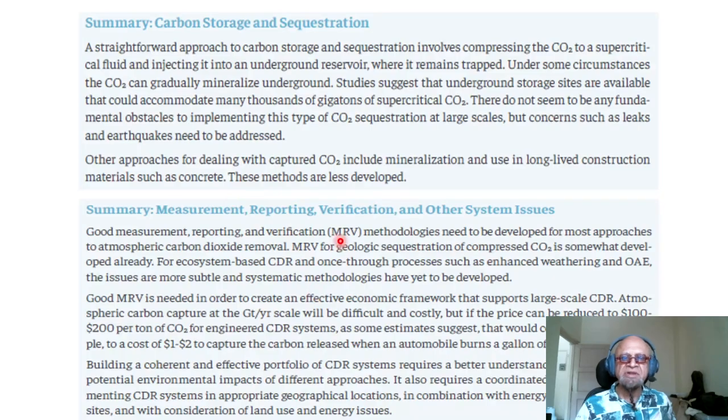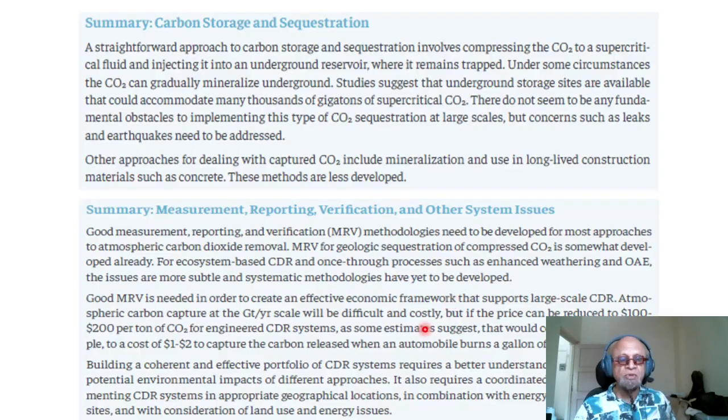So summary of measurement, reporting and verification, other systems. I won't go into it, but building a coherent and effective portfolio of CDR systems requires better understanding of the risks and potential environmental impacts of different approaches.